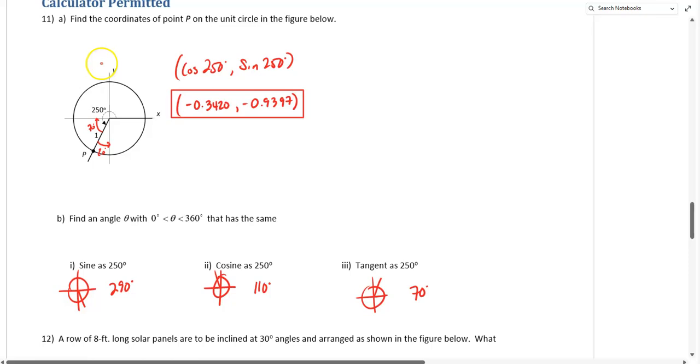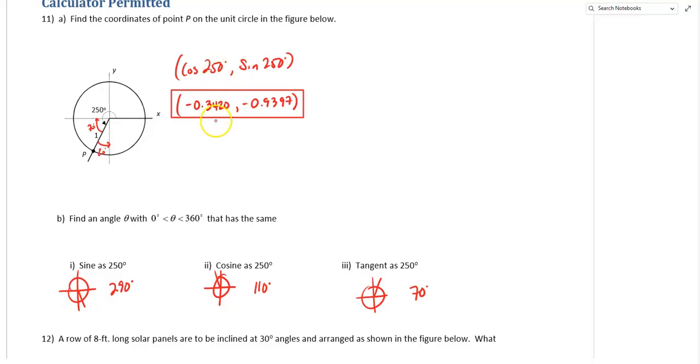With number 11, make sure that your calculator's in degree mode for this problem. Our job is to find the coordinates of point P. Well, the x-coordinate of point P is cosine of the angle measure, and the y-coordinate is sine of the angle measure. This is a calculator-permitted problem because 250 is not an angle measure that we memorized in our unit circle.